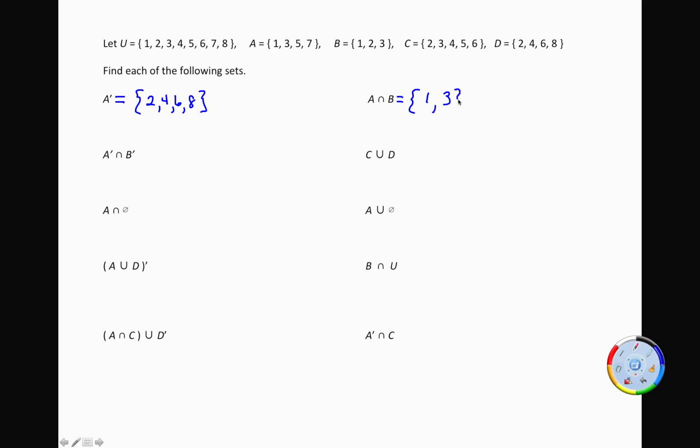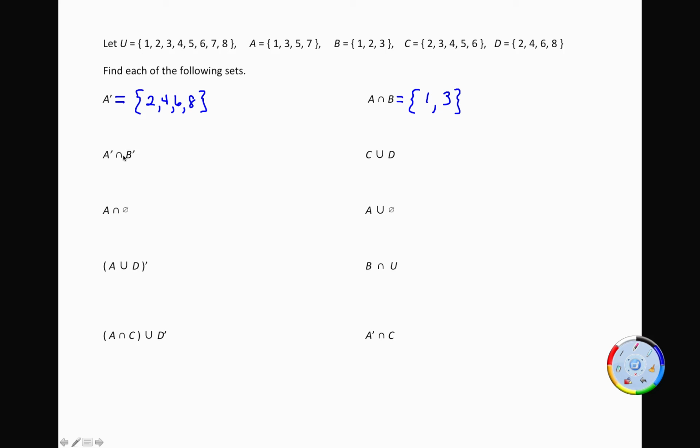5 is not in A and B. 5 is only in A. 1 is in A and it's in B. 3 is in A and it's in B. 2 is not in A and B, only B. 5 and 7, not in A and B.